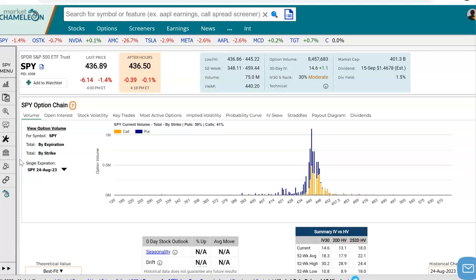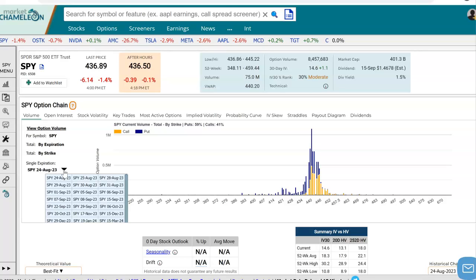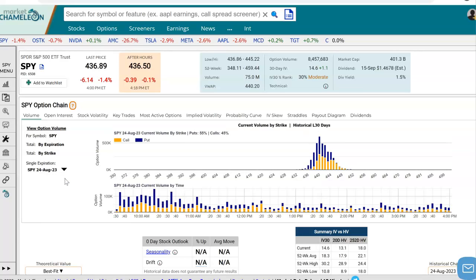Now let's say we wanted to go to a particular expiration. If we click down here, we get the different expirations available to choose from. And let's just go to this August 24th, which was the busiest expiration. And here we see two graphs. One, the top one, is showing us how the option volume was distributed by strike for this expiration. So we could see which strikes were the busiest and the breakdown between call and put options.